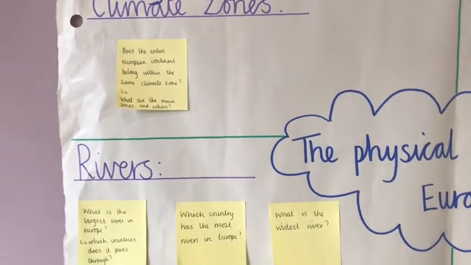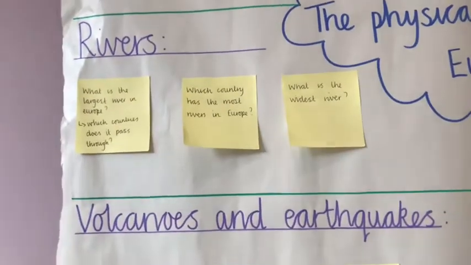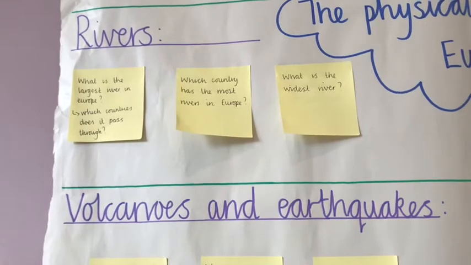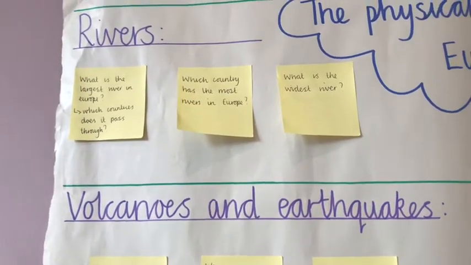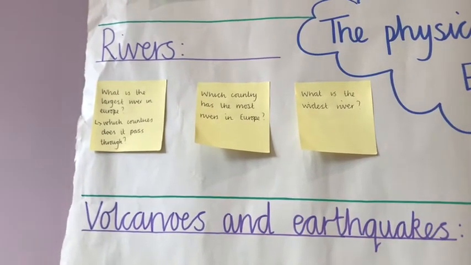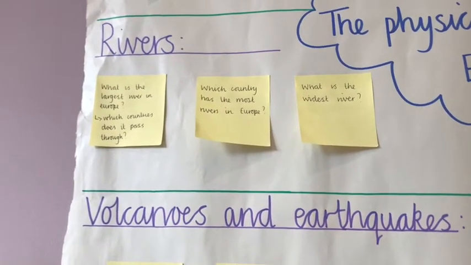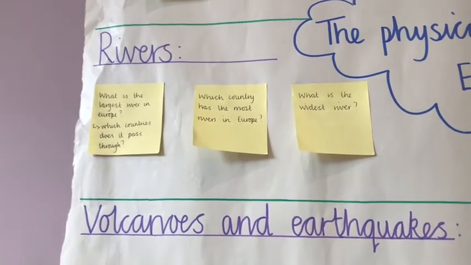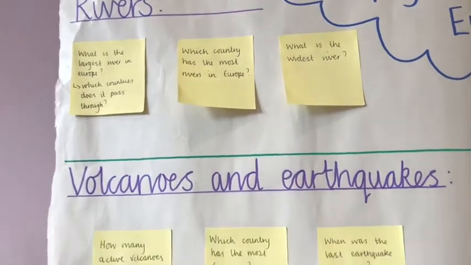All right, so moving on to my rivers, please can I just strongly suggest that if you have your own questions to go with those, by all means use my questions, but I would expect to see additional ones as well. So for rivers, I'm looking at size actually. For one of my questions, I wanted to know what the largest river was, and moving further with that, which countries does it flow through? Which country has the most rivers in Europe? And then finally, which river is the widest?